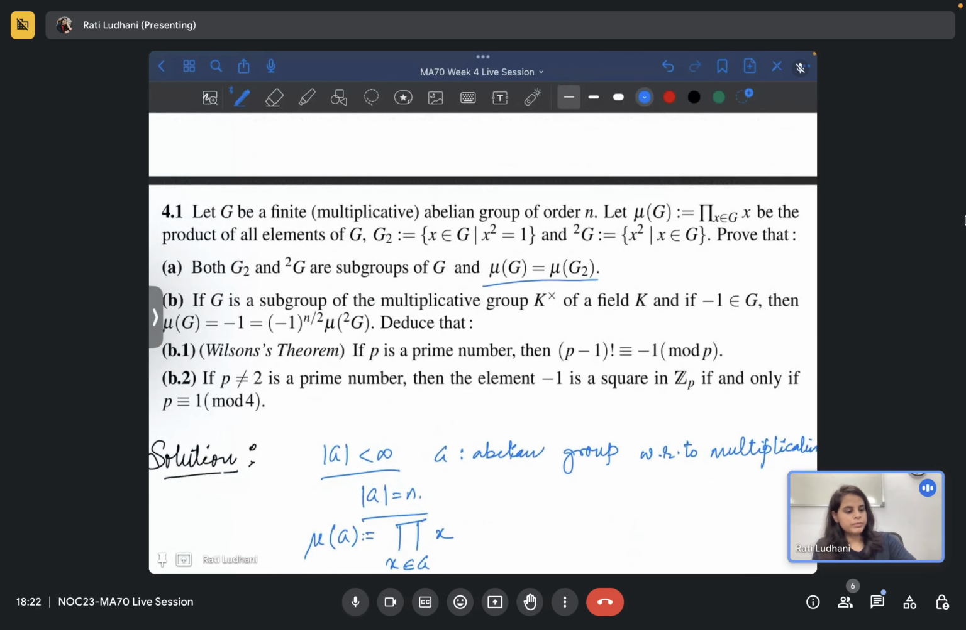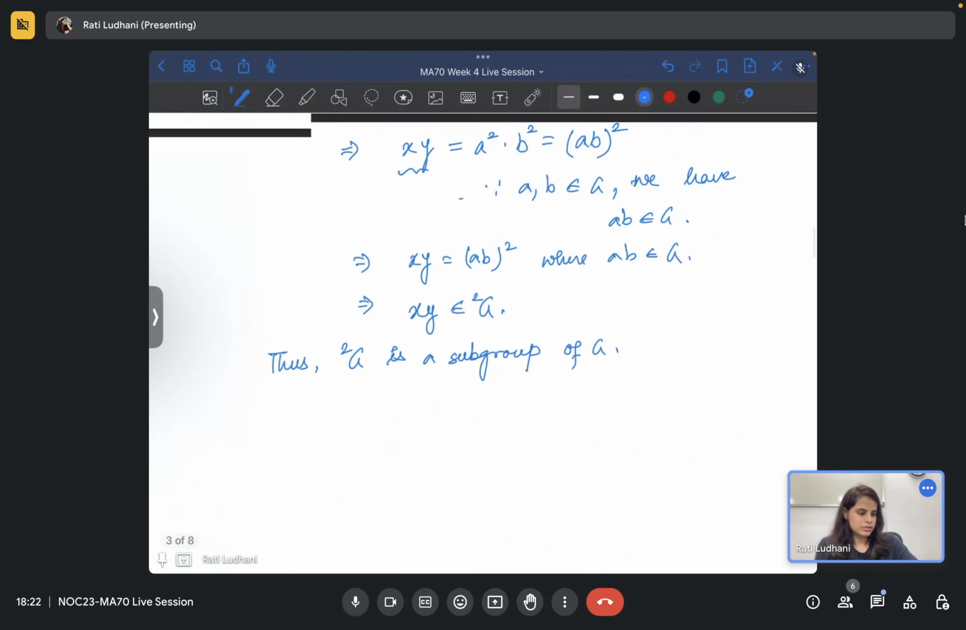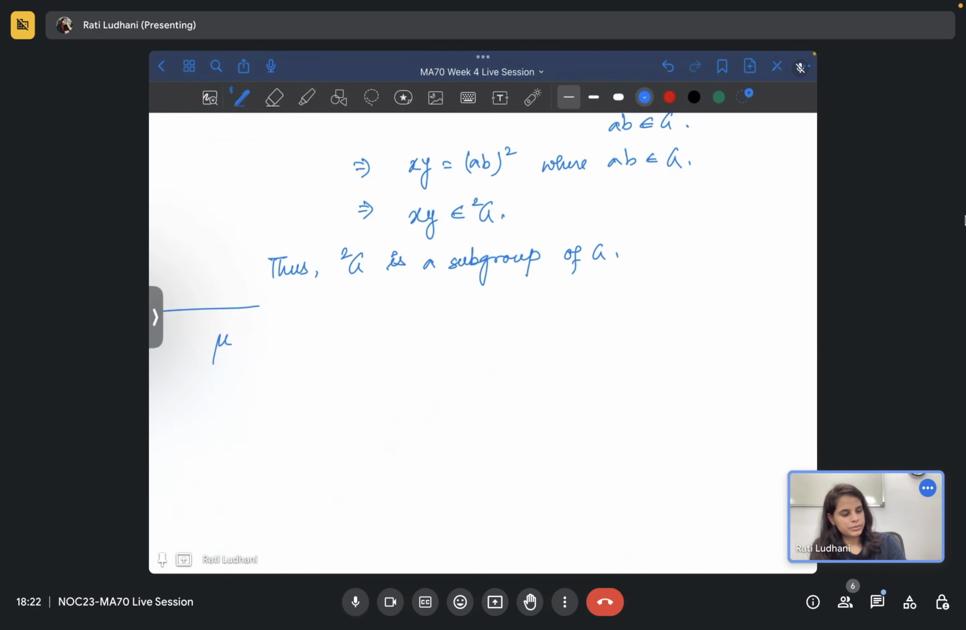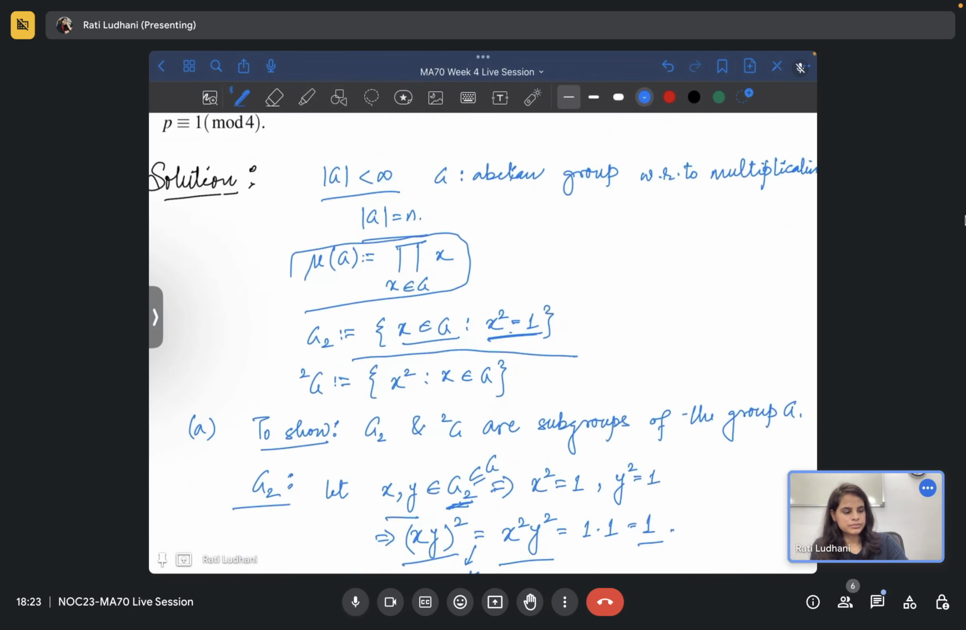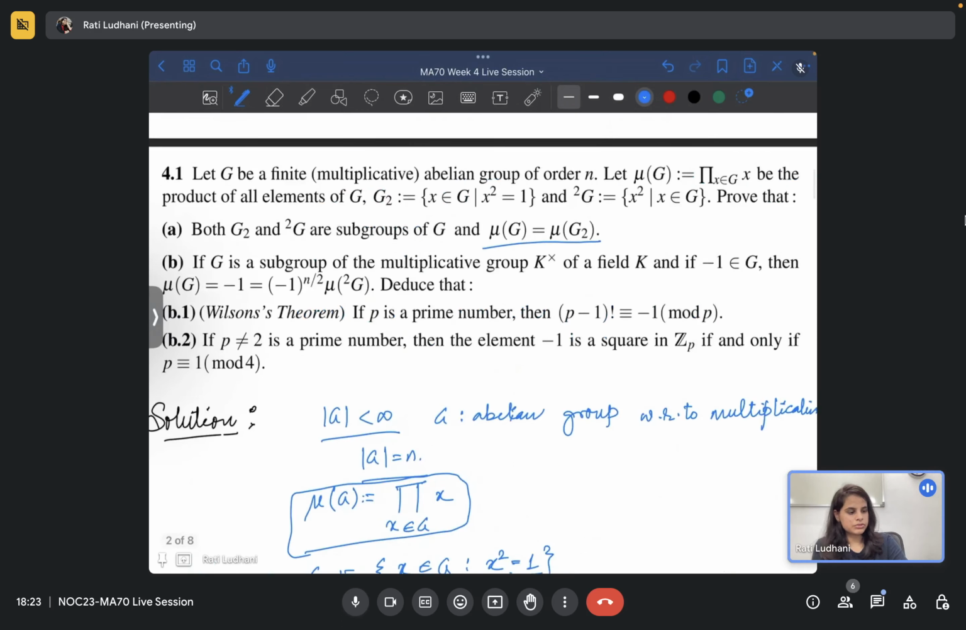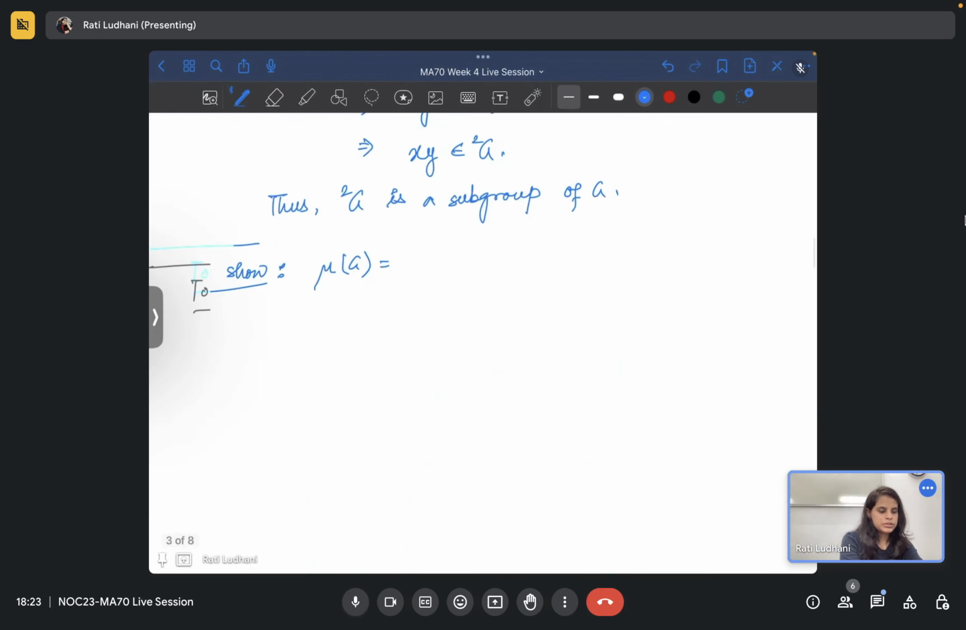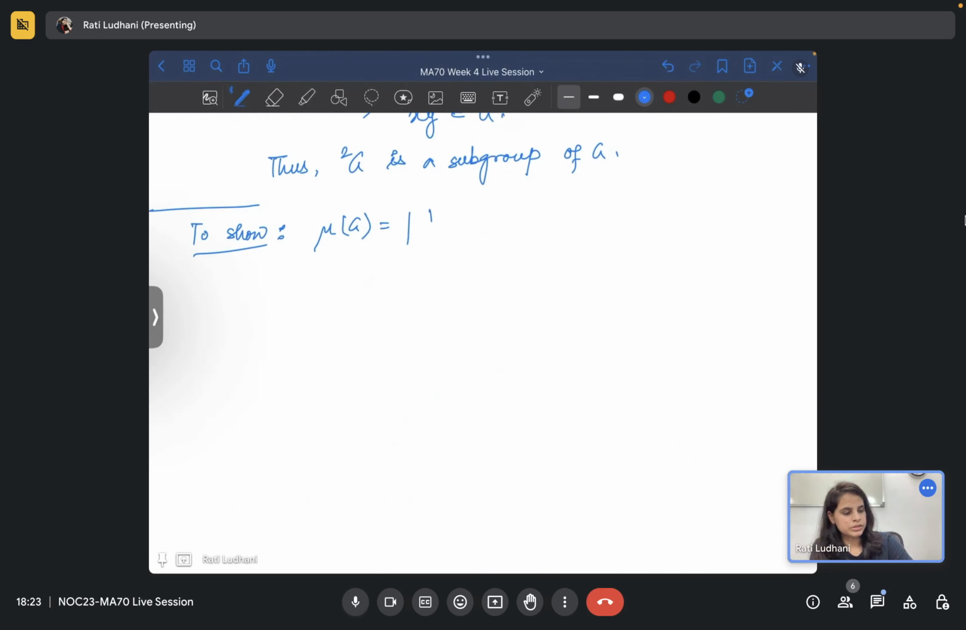Now we have to prove that mu G is equal to mu G2. Let's see. What is the definition of mu? Not a finite product. G is given to be a finite group, so as per the definition, it is just the product of elements of G. It is given in the question itself. So yeah, G is finite, so this is a finite product over all the elements of G. So x belongs to G. We want to show that this is equal to this.